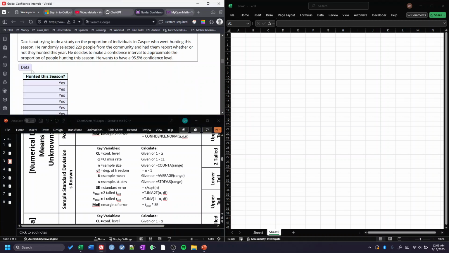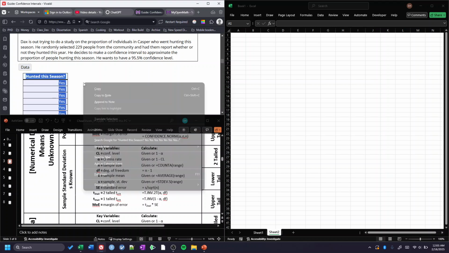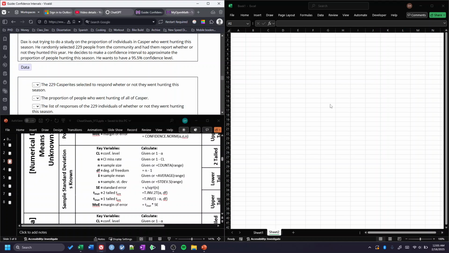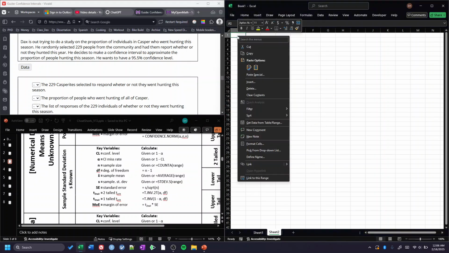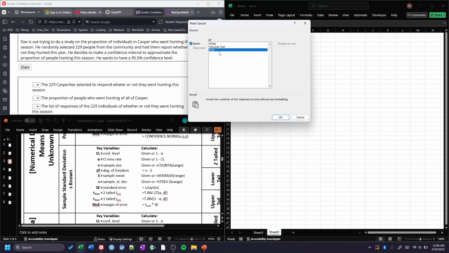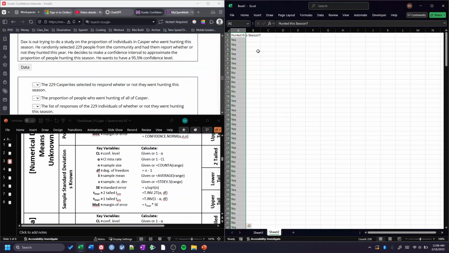Okay, let's grab our data first. We're going to go ahead and copy all of that, and paste it into our cell. We'll do a paste special as text. And we have whether or not you hunted this season, and we are interested in a confidence interval of the proportion of people who did in fact hunt this season.